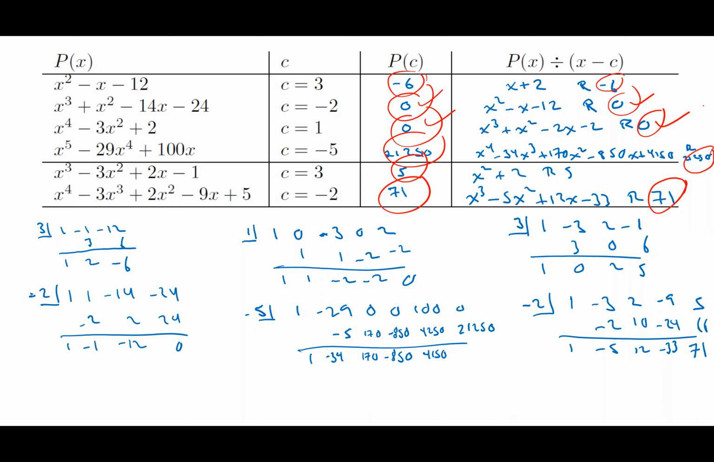And since the remainder is the value of the function, dividing by x minus c and getting a remainder of 0 tells me that c itself is a root. Okay, so there's a connection between the roots and the linear factors. That is a big, big result.